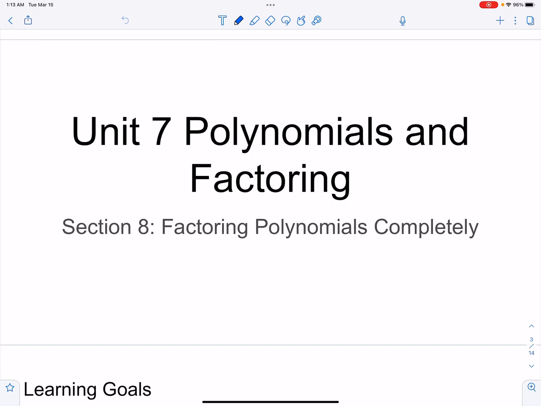It's just called factoring polynomials completely. So basically we have to watch for some shortcuts and make sure that we get everything factored out as much as we can.